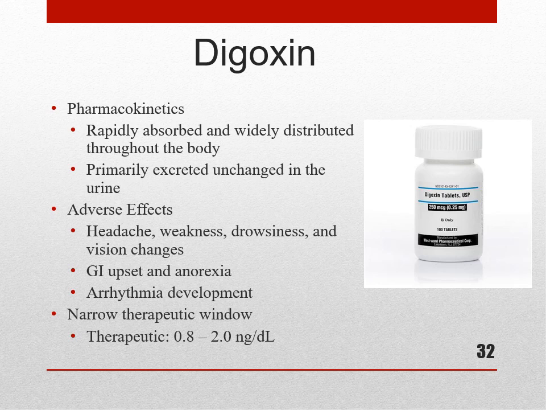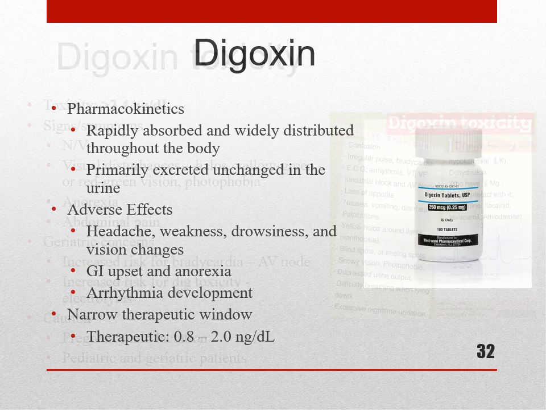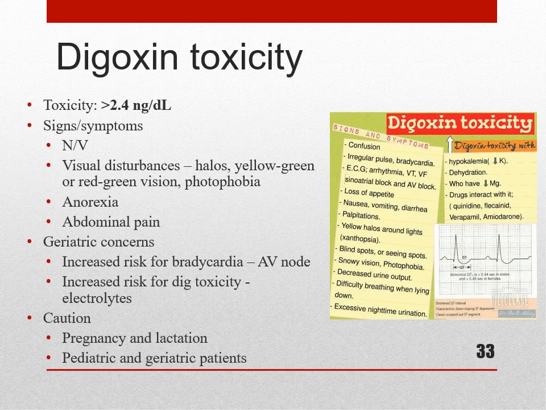But the anorexia, the loss of appetite, is a very common side effect of digoxin toxicity. That's why it's so important that you continually assess your patients anytime you give any kind of medication. So digoxin toxicity: visual disturbances, anorexia, abdominal pain, sometimes confusion.